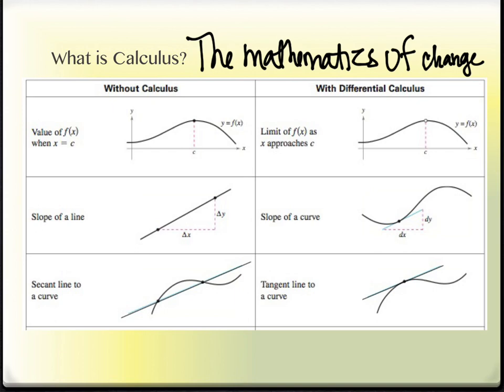The next one is probably one that does resonate. You can find the slope of a line. I feel like we spend about 3 years in high school finding slopes of lines, right? You know how to find a slope of a line: m equals the change in y over the change in x, rise over run, that kind of stuff. But in calculus, we can actually find the slope of a curve because, believe it or not, everything is locally linear.